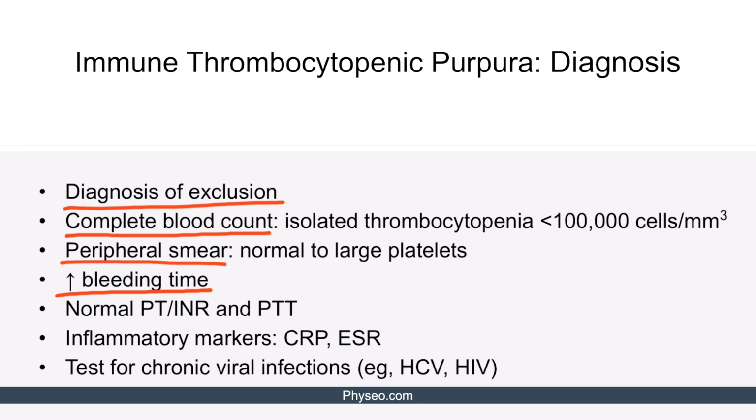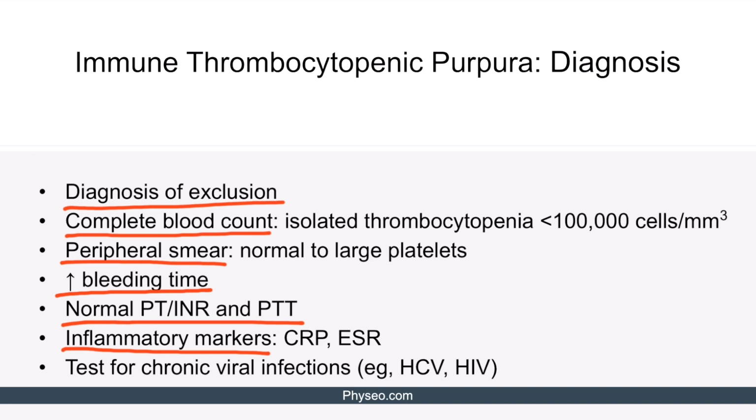Prothrombin time, PT, International Normalized Ratio, INR, and partial thromboplastin time, PTT, depend on coagulation factors and secondary hemostasis. Therefore, an isolated platelet disorder typically does not change any of these parameters. Inflammatory markers like C-reactive protein, CRP, and erythrocyte sedimentation rate, ESR, can be measured to look for inflammation.